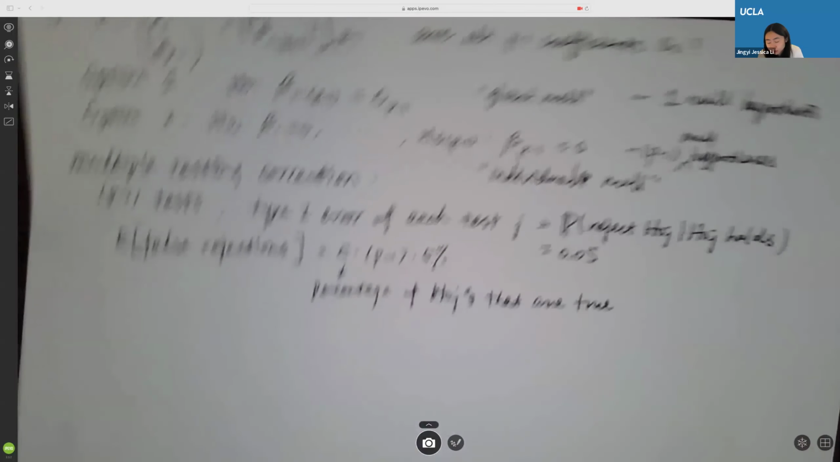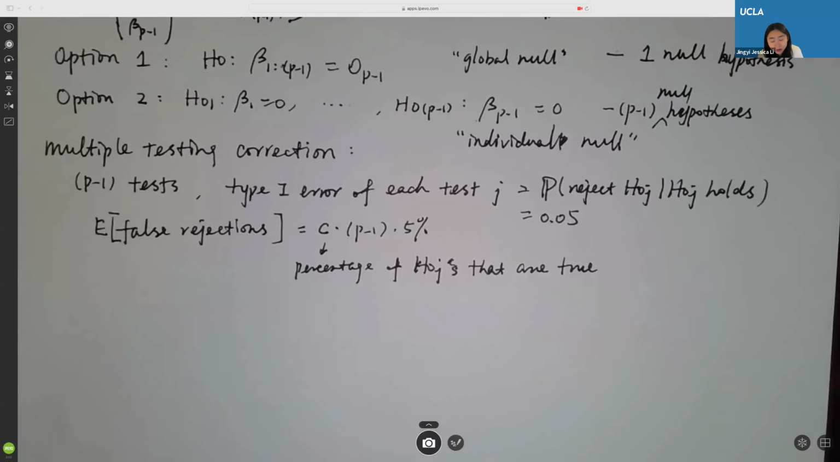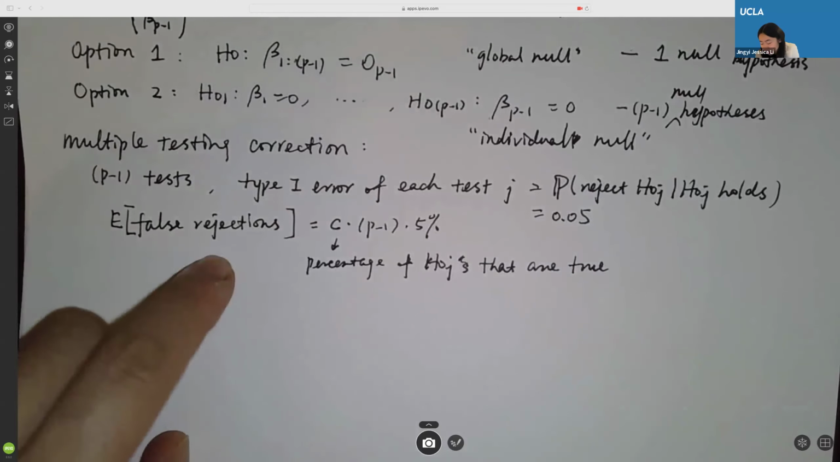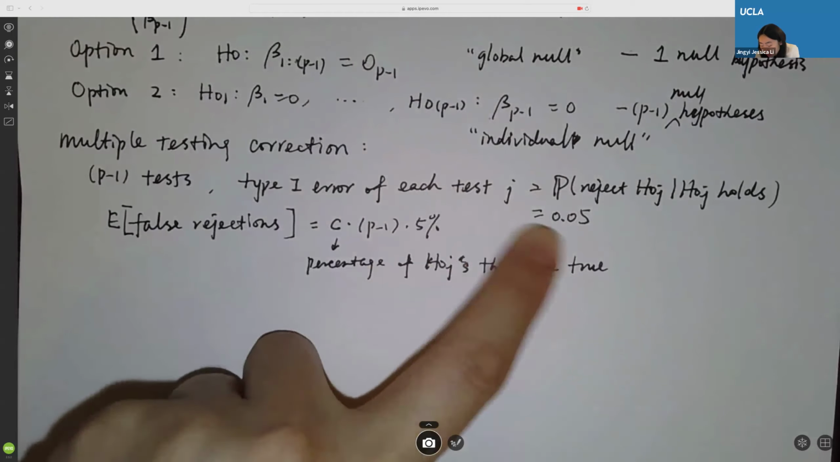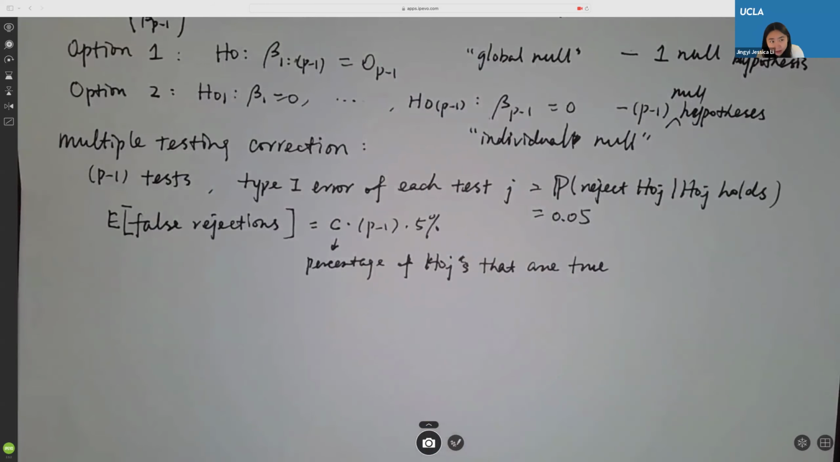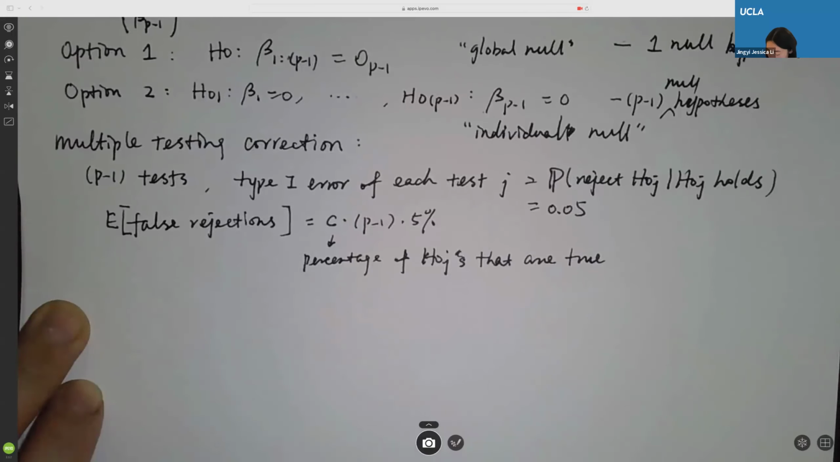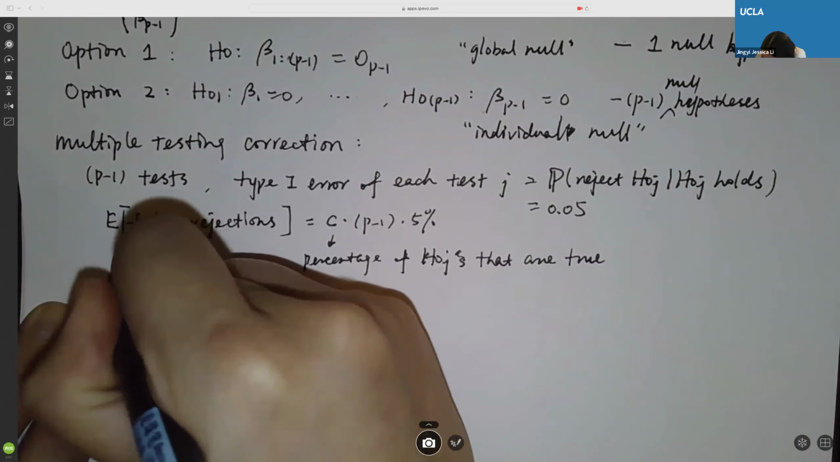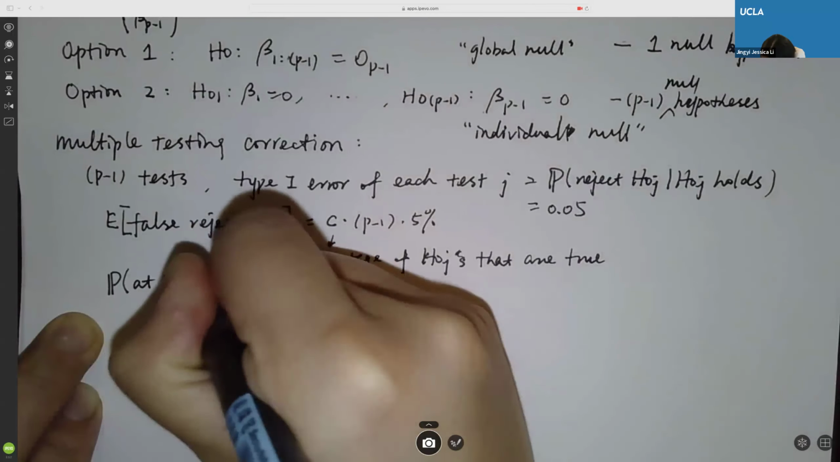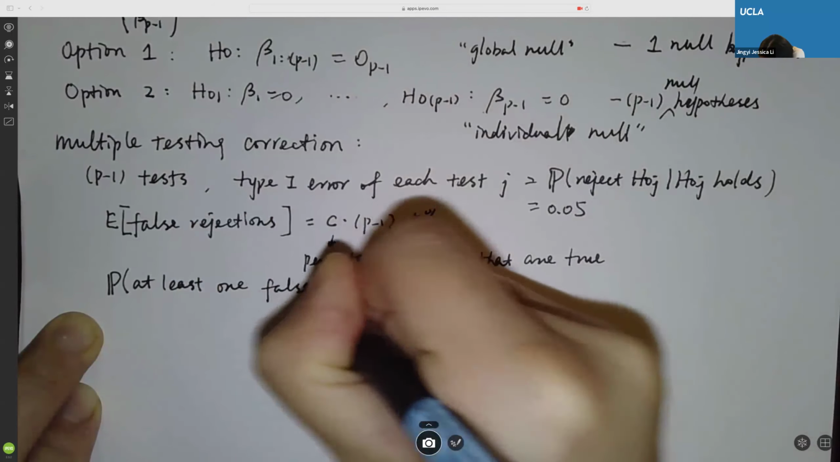And you can see that this number will go up as your p goes up. So that's the motivation why people want to do some multiple testing correction, so that this number of false rejections won't be too large. Because you can just see that controlling type 1 error of each test is not enough to control the total number of false rejections, because it depends on p, the number of tests, p-1. So therefore, for people doing the multiple testing correction, one idea is to control this probability that we have at least one false rejection.